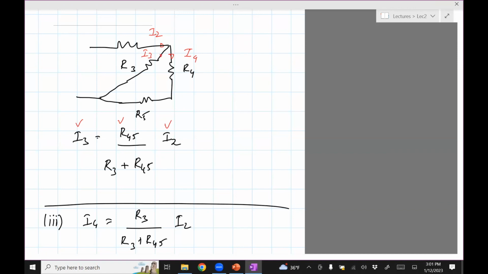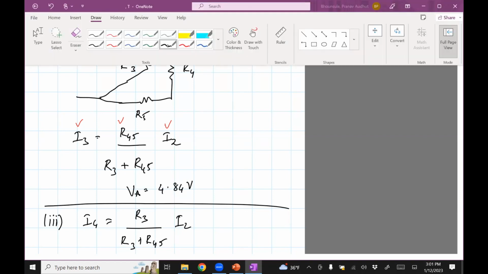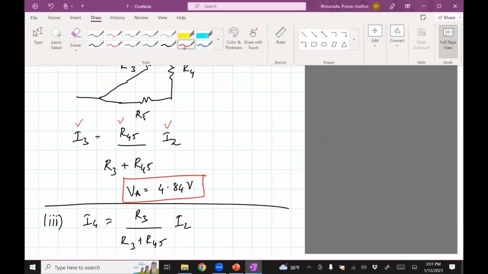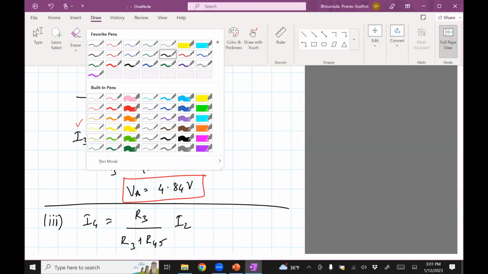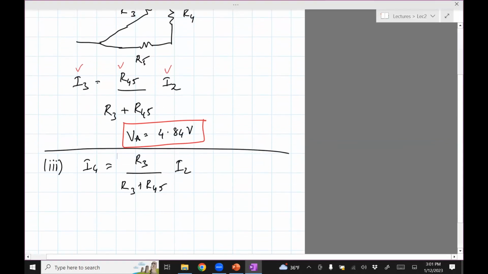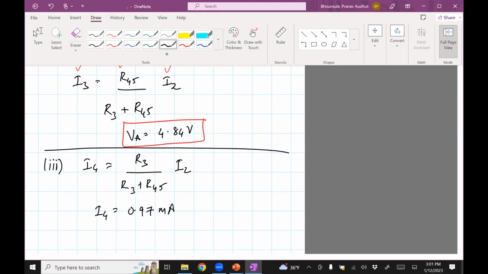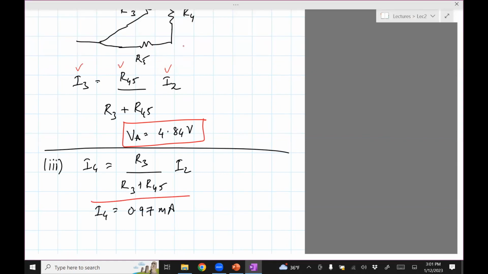Okay, so the values are VA is 4.84 volts, and I4 is 0.97 milliamps. Okay. Now, this is not the only way to do this. You could do it a number of ways, including KVL. You can always go to the basics and solve this.